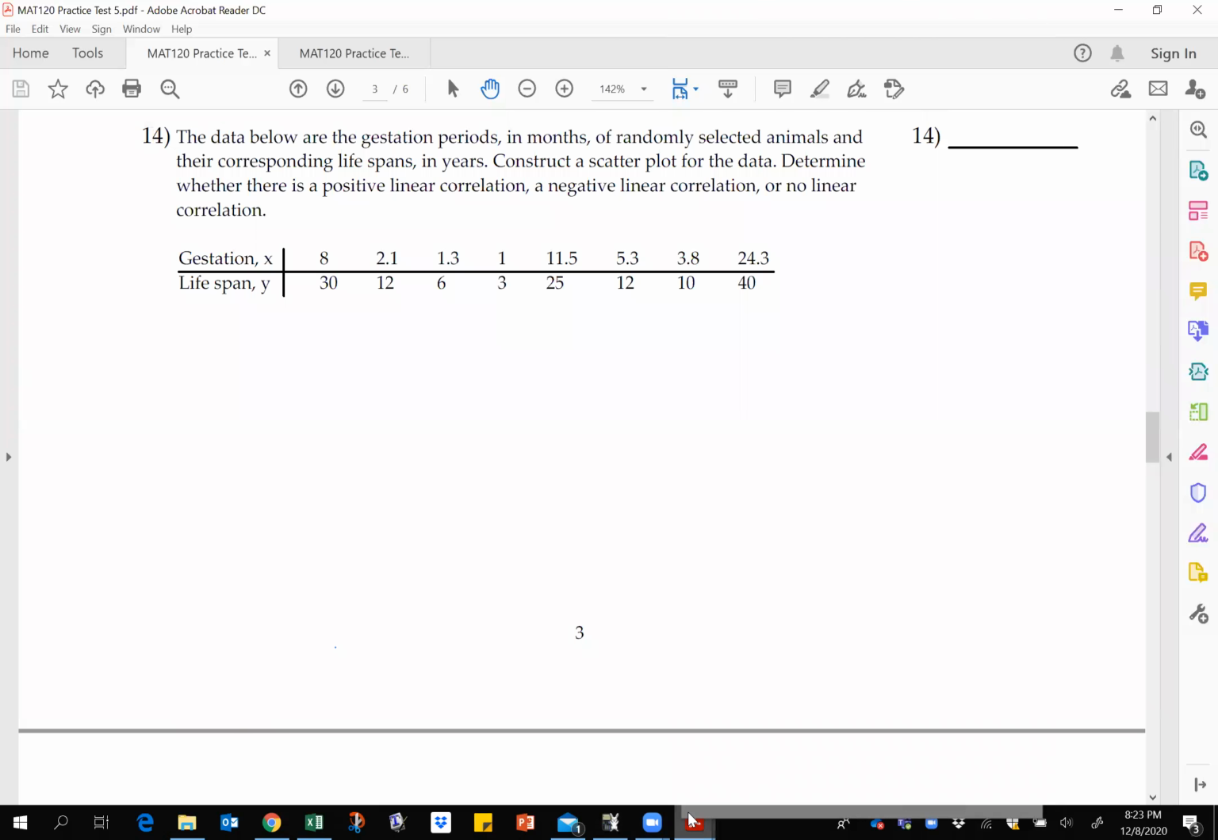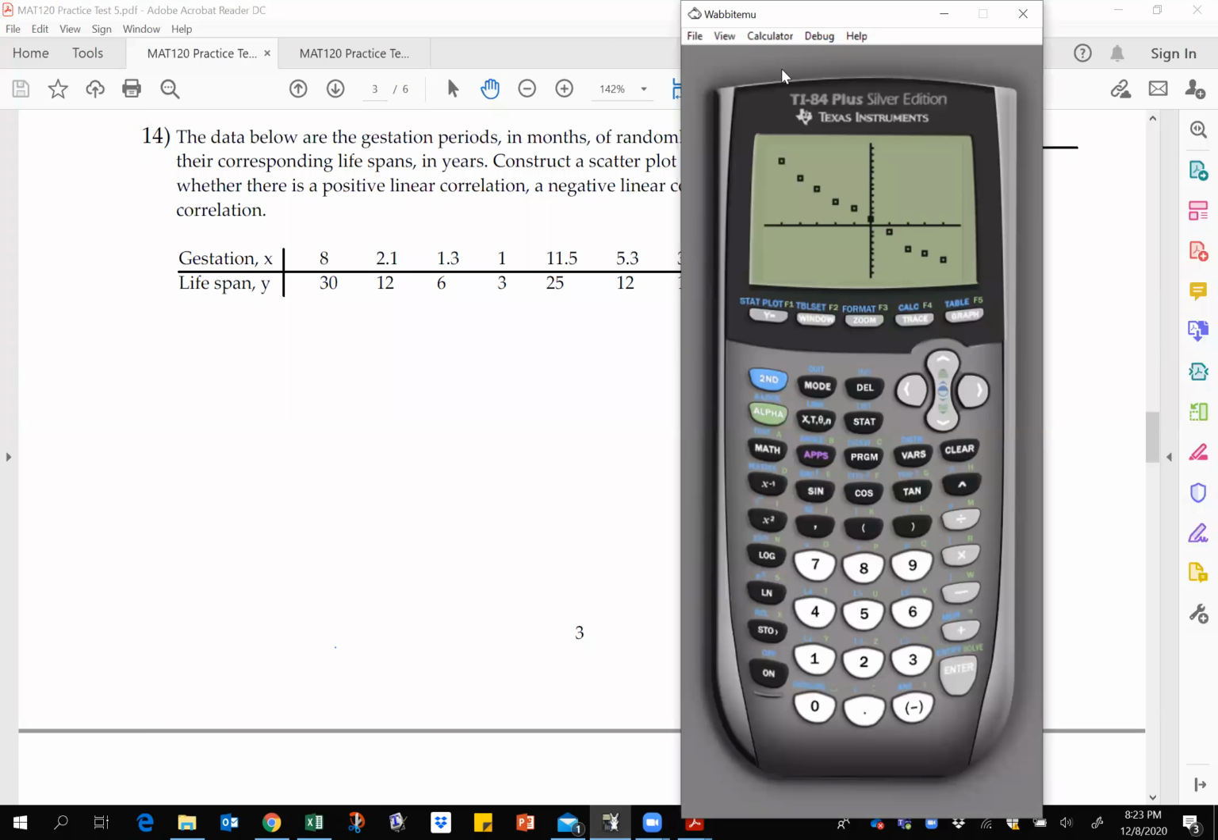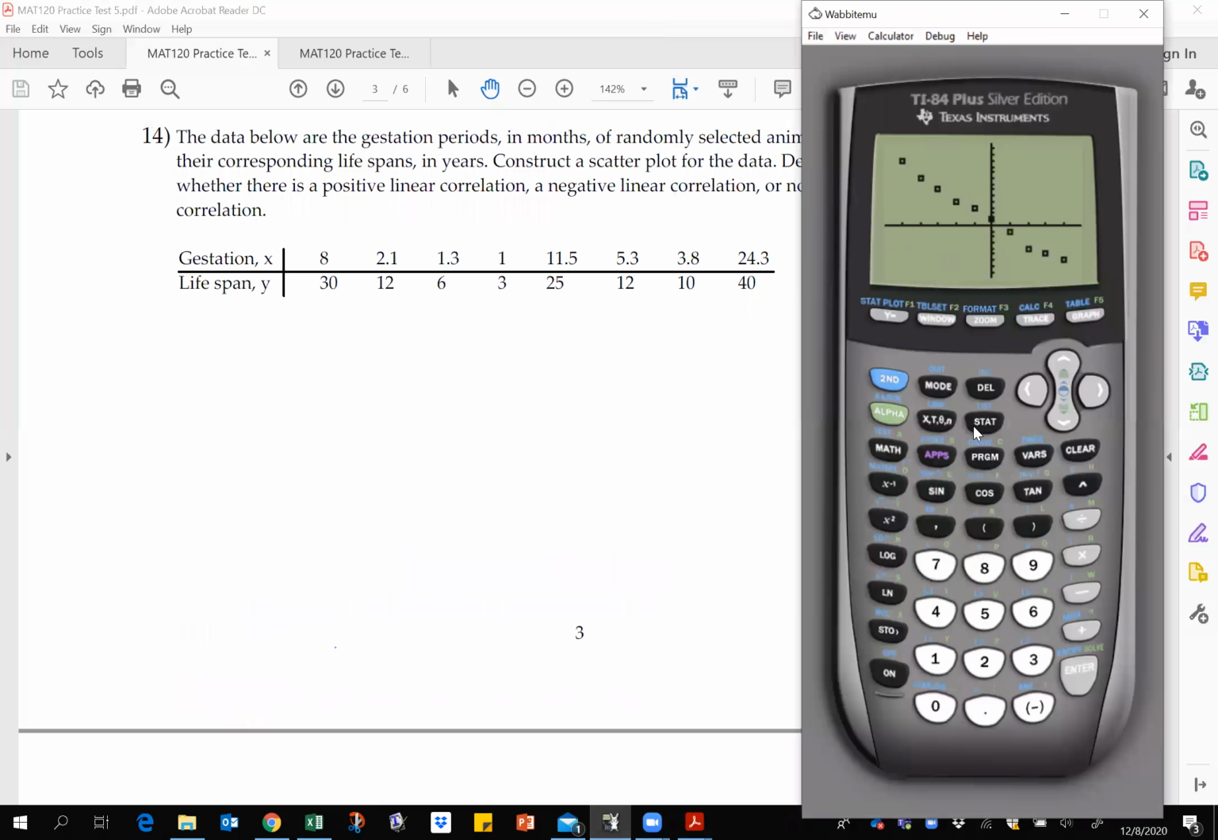Let's take a look at the next one then. It's kind of the same deal. It says the data below shows the gestation periods in months of randomly selected animals and their lifespans. They want to do a scatter plot for this and determine what type of correlation we might have. So I go back into the stat menu. We're going to clear out all of our data from before, and let's enter this data set.